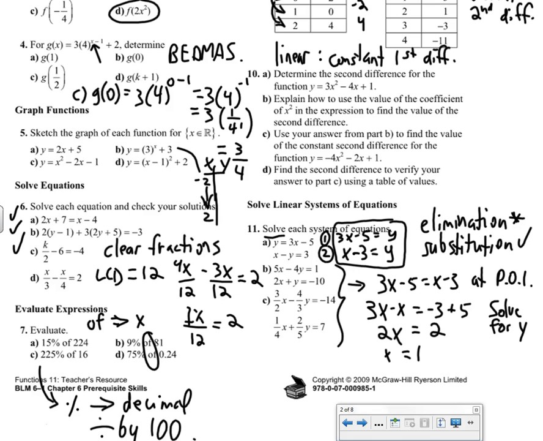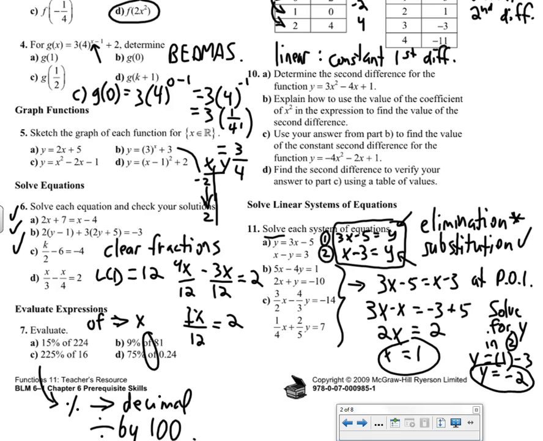And I have two options, so I can go back to either equation 1 or equation 2. And I think I'm going to choose equation 2 because it's nice and easy to work with. So I'm going to substitute x, which is the value 1. I'm going to subtract 3. I'm going to get negative 2. At that point, I think my point of intersection is 1, negative 2.